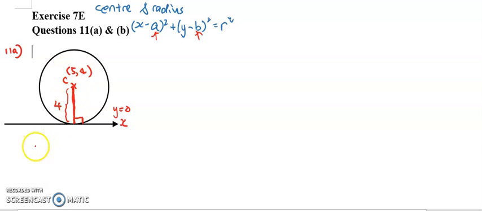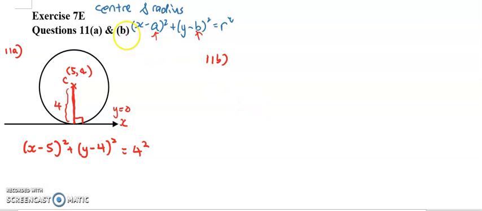So radius is 4. We can conclude that the equation of this circle is (x − 5)² + (y − 4)² = 4². You can leave it like this, or some students will prefer to work out 4 squared, which is 16.